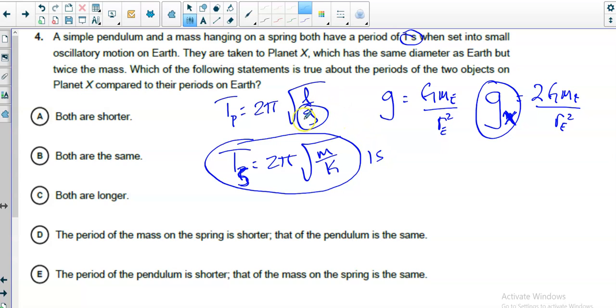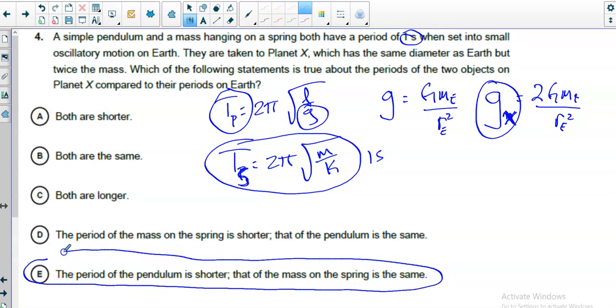But doubling g is going to reduce this, and then you still have the square root involved. So doubling g is going to produce a square root of 2. So this is going to be smaller by dividing by square root of 2. It's going to be smaller, so less period. So the period of the pendulum is shorter. That of the spring is the same. Yes, that's the one we want. They're not both the same. Changing g does affect the pendulum, but not the spring.